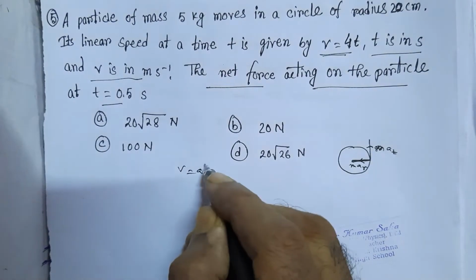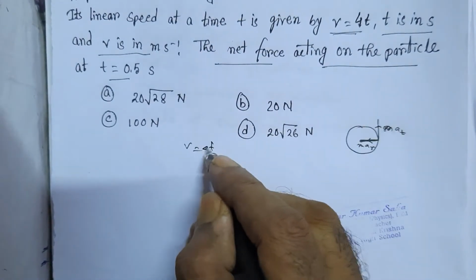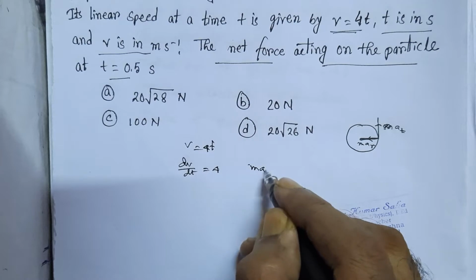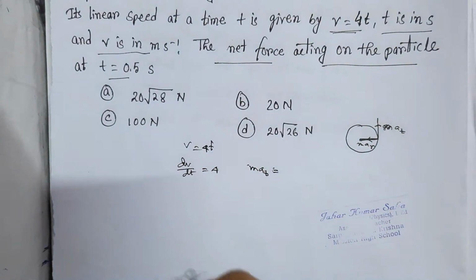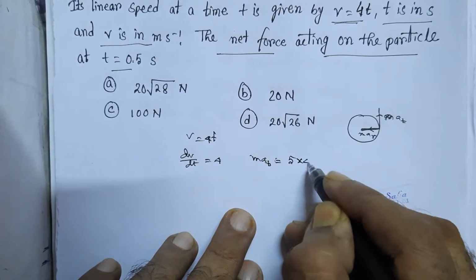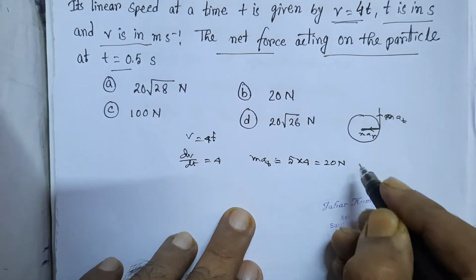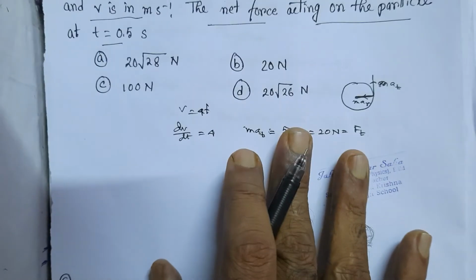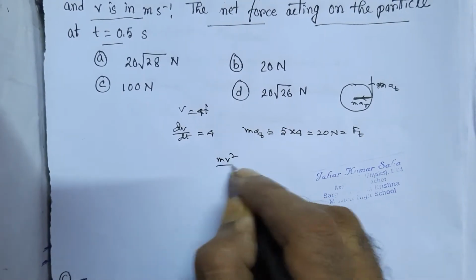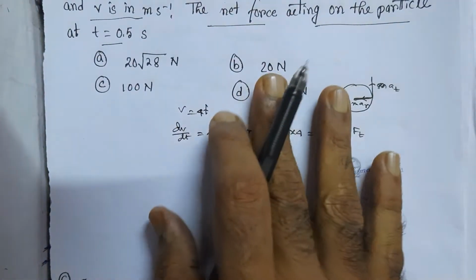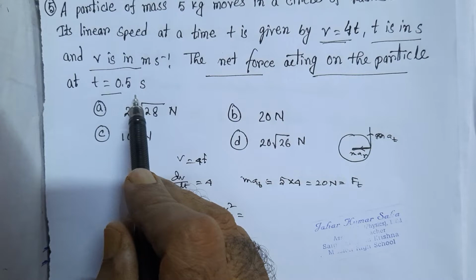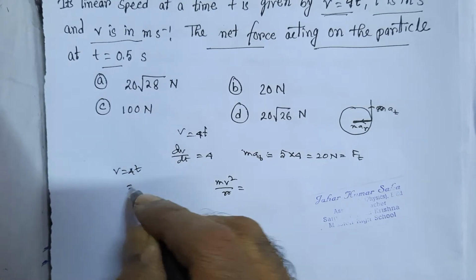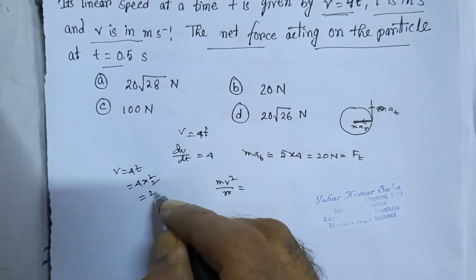Here v equals 40 t. So dv/dt equals 40, sorry, v equals 40 t, so dv/dt equals 40. So m into a_T, m is 5 kg, so m into a_T is 5 into 4, that is 20 Newton. So the tangential force is 20 Newton here. Now, the radial force is mv square by r. We are to calculate the force at time t equals 0.5 second. At 0.5 second, the velocity is v equals 40 into 0.5, t is half. So v is 2 meter per second.